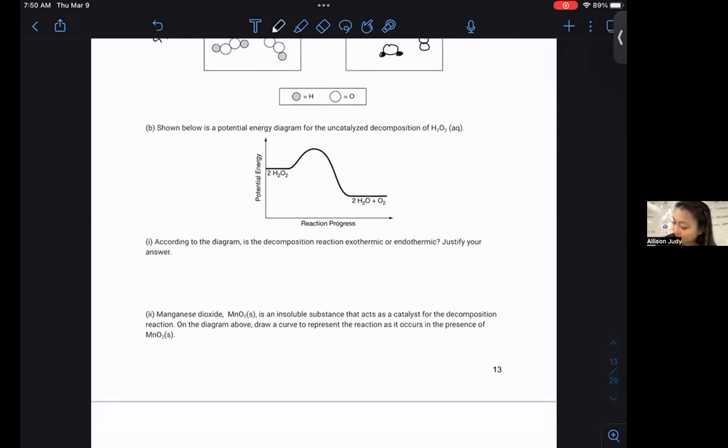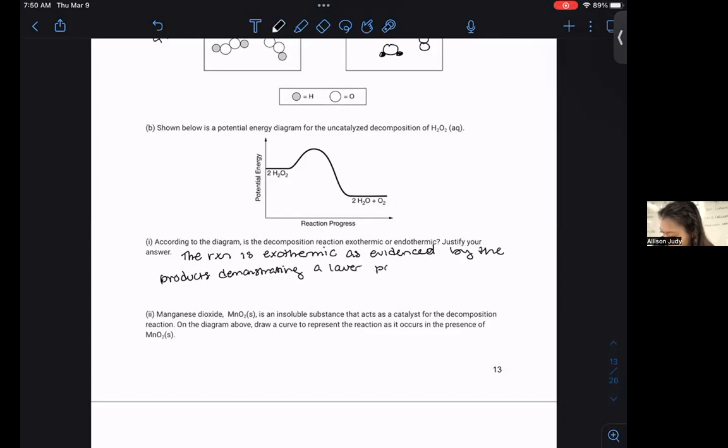So what we have here is this reaction is exothermic, as evidenced by the products demonstrating a lower potential energy arrangement than the reactants. Thus, the system experiences a net release of energy.